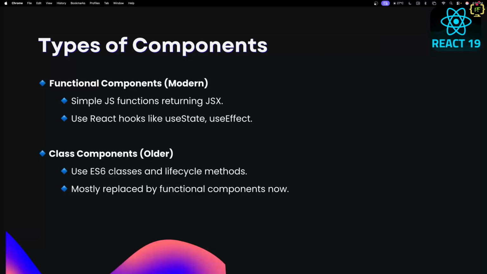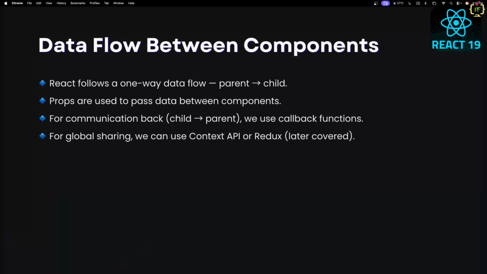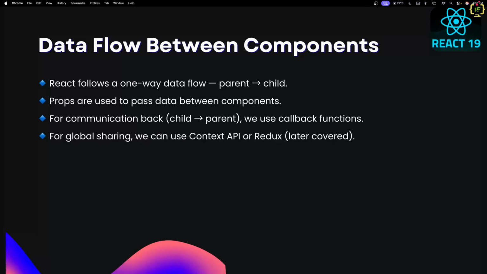Now let's quickly discuss about data flow between components. So React follows a one-way data flow, that means parent to child. And in order to communicate between the multiple components, React provides props.